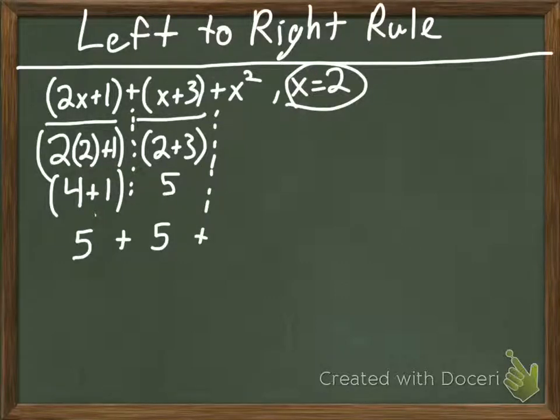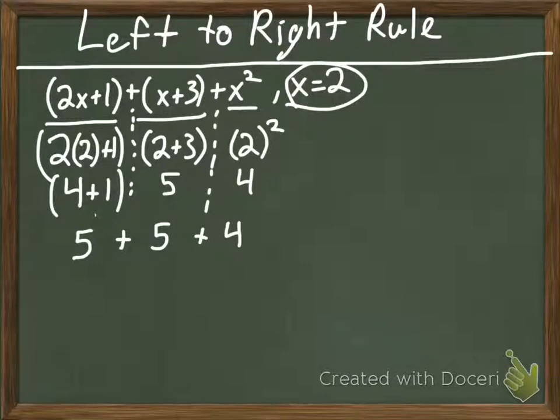Here we have x squared. Now we don't have any more parentheses to worry about, so now we move on to the second step, which is exponents, which this is an exponent. So we're going to plug in 2 for the x. 2 squared is 4. So here.